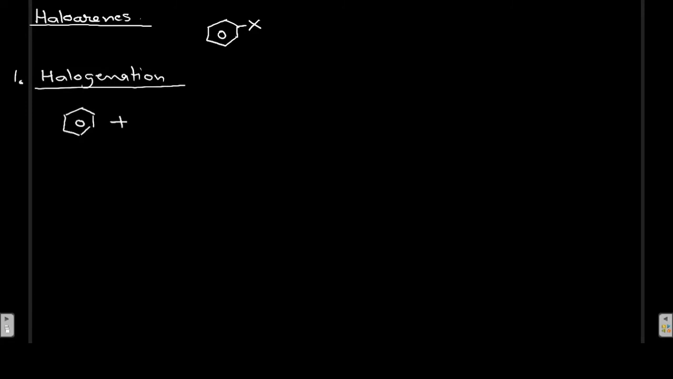When it reacts with X2, meaning halogen, like Cl2, what will happen? But one thing is important, you have to know the presence of which compound: anhydrous AlCl3. What will happen? Haloarene will be formed plus HX.